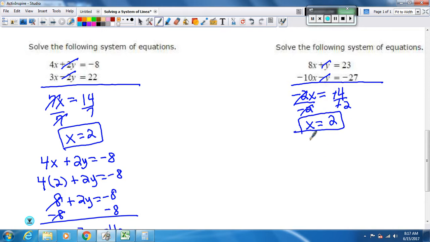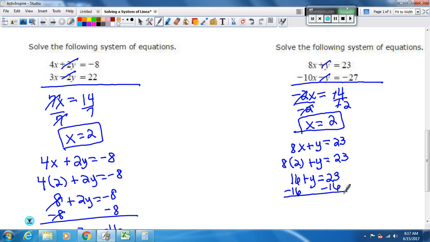Take one of the original equations, so 8x plus y equals 23. So I put in a 2 for x because that's what I said it was. 8 times 2 is 16 plus y equals 23. Subtract 16 from both sides. Y equals 7.